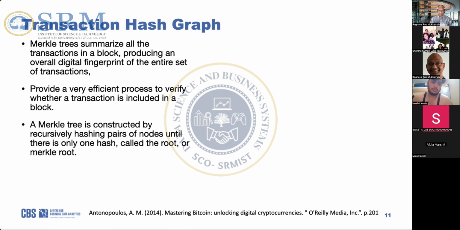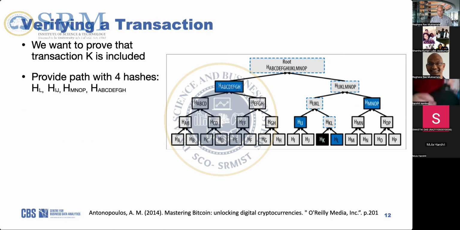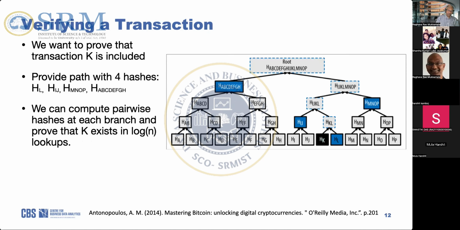So let me go back over here. For example, in this case, we have 16 transactions. If I want to verify one, let's say I'm interested in whether the HK transaction exists, I want to verify whether HK exists in this block or not. So how many other hashes do I need? I need log n, log 16, base 2. So I need 4 hash values to verify whether a transaction exists in this block or not.